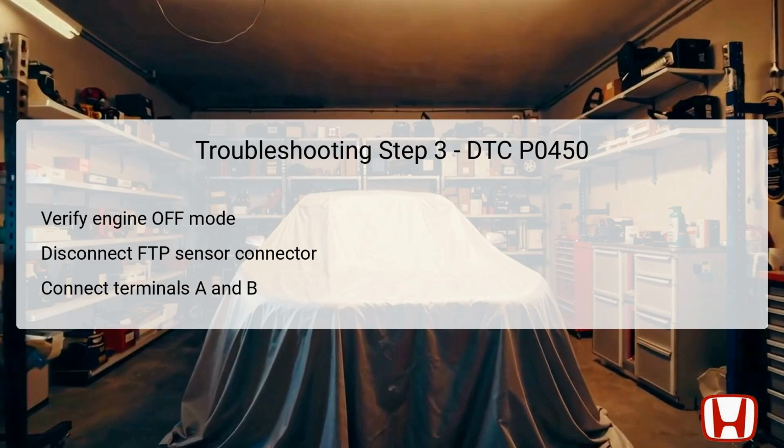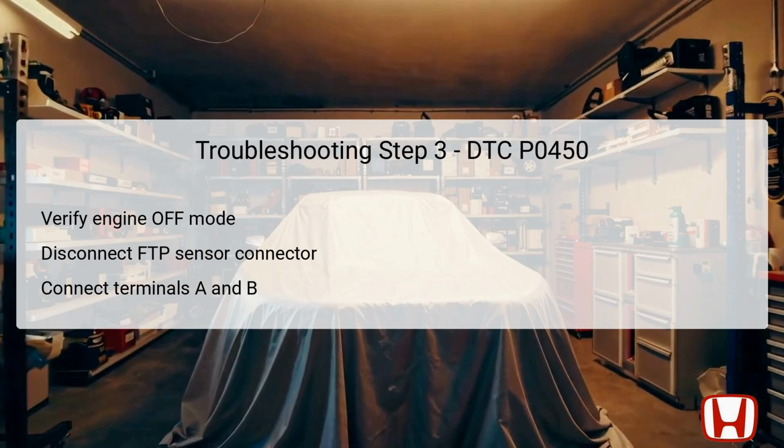The next step in troubleshooting DTC P0450 involves determining the possible failure area related to the FTP sensor. Begin by turning off the vehicle to the off lock mode before starting this process. Disconnect the 3P connector from the FTP sensor, which allows for more controlled analysis of the sensor's performance. Next, connect terminals A and B using a jumper wire.